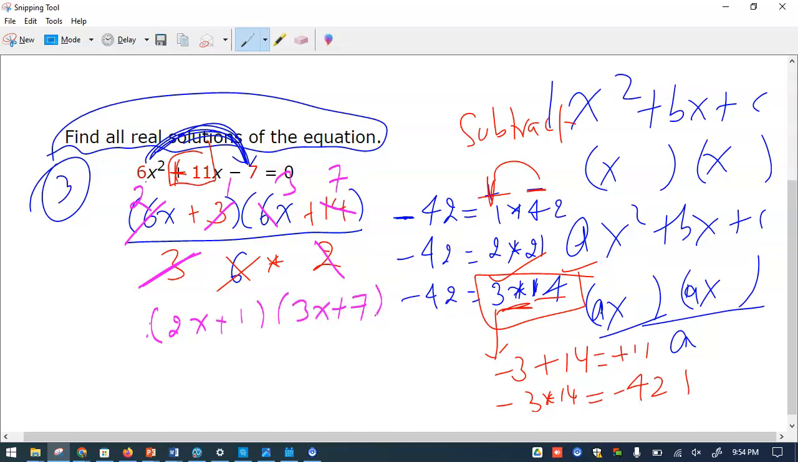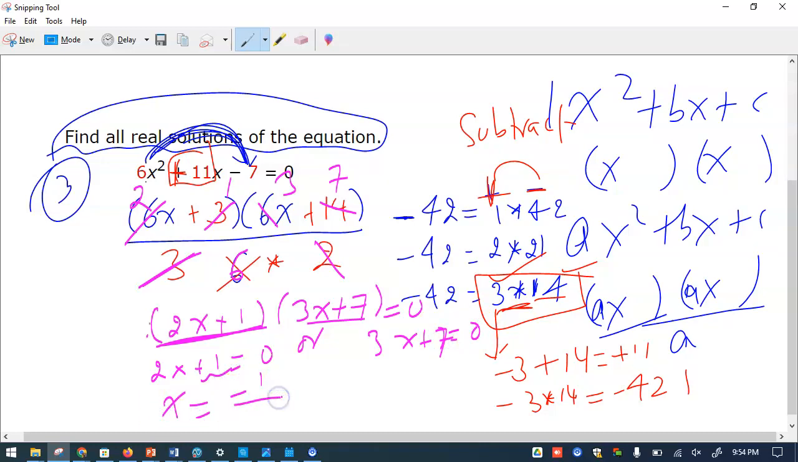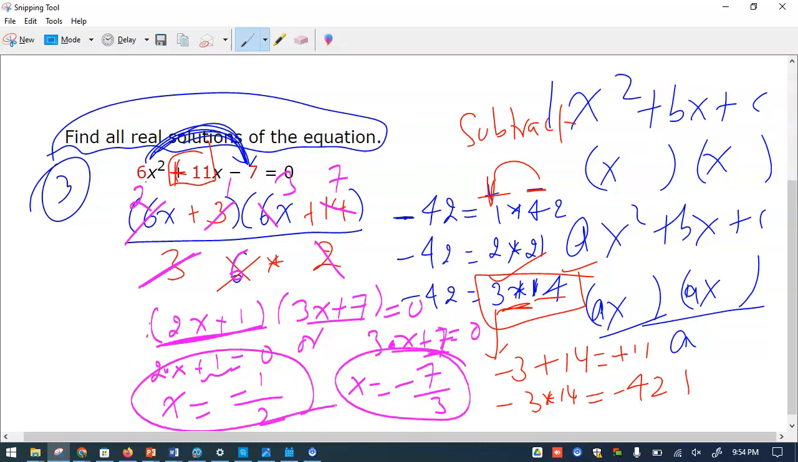So the question is asking us to find the solutions. Somehow we got away with this 6, right? Then you use the zero product property. What is the zero product property? Either this thing is 0, or the second one, 3x plus 7, is 0. Or you can directly write it: x equals opposite of plus 1, which is minus 1, and since there is a multiplication by 2, divide by 2. And here x equals opposite of plus 7, which is minus 7, and there is a multiplication by 3, so divide. These are the two answers, and you're done.